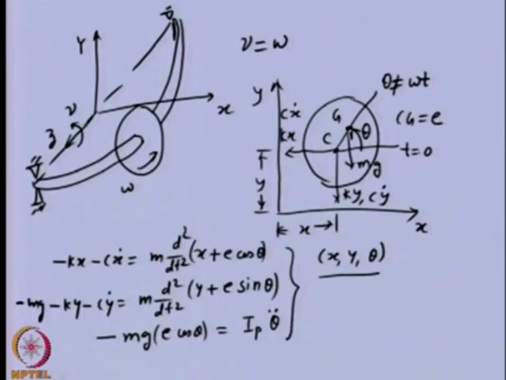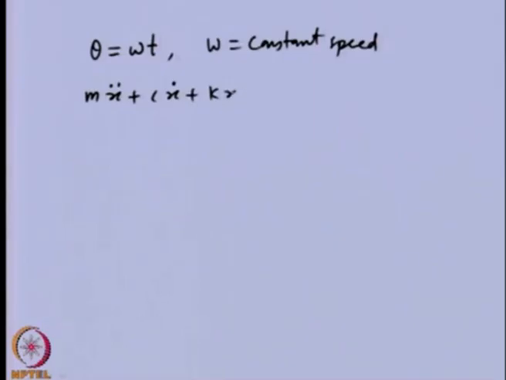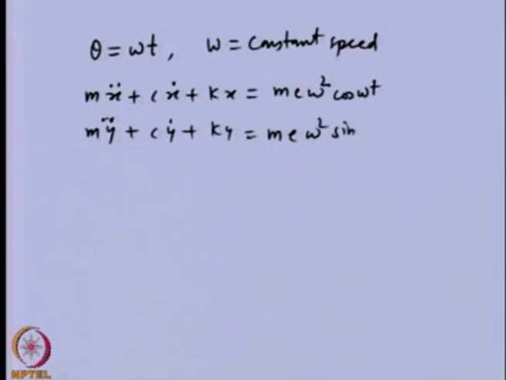Now these equations can be simplified by taking the derivative of the terms here, and let us see what form it takes. In this particular case, first thing I am taking is theta equal to omega t, so that we have a constant speed of the rotor. So the third equation has no meaning now. The first two equations will give us an equation of motion of this form, and in y direction, m y double dot plus c y dot plus k y is equal to m e omega square sin omega t.